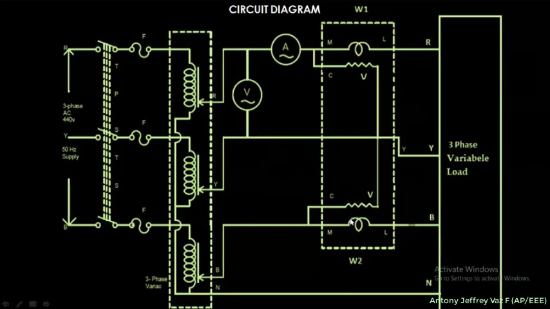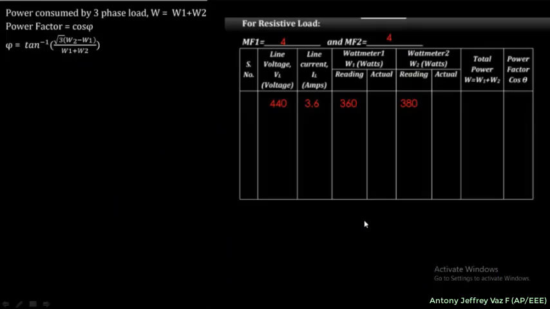So if you do the experiment for a single row of the tabular column, you need to measure the voltmeter value, ammeter value, wattmeter 1 value, wattmeter 2 value and write it down here. This is the voltmeter value, this is the current, that is the ammeter value, and this is the wattmeter 1 value, and this one is the wattmeter 2 value. Next, this one is the multiplication factor of wattmeter 1 and this one is the multiplication factor of wattmeter 2.